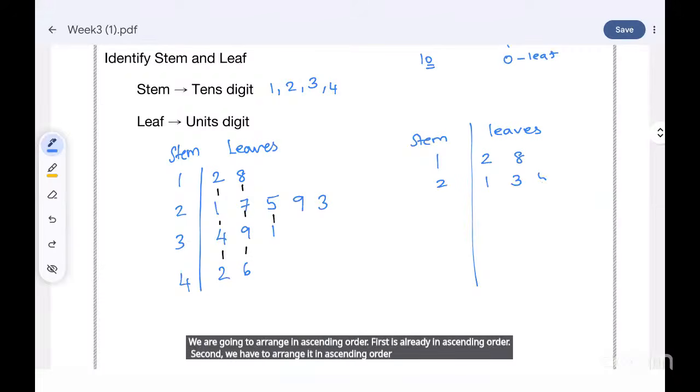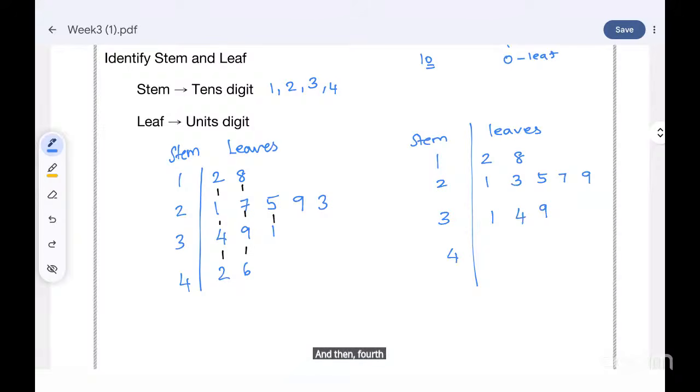1, 3, 5, 7, 9. Third one, 1, 4, 9. And then fourth one, 2, 6. Okay, so this is our final stem and leaf plot.